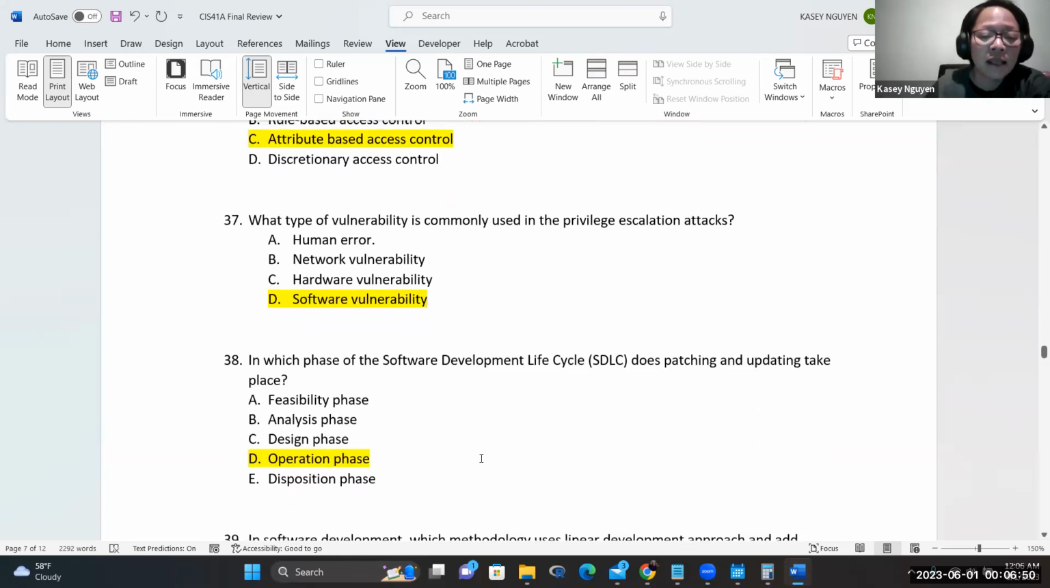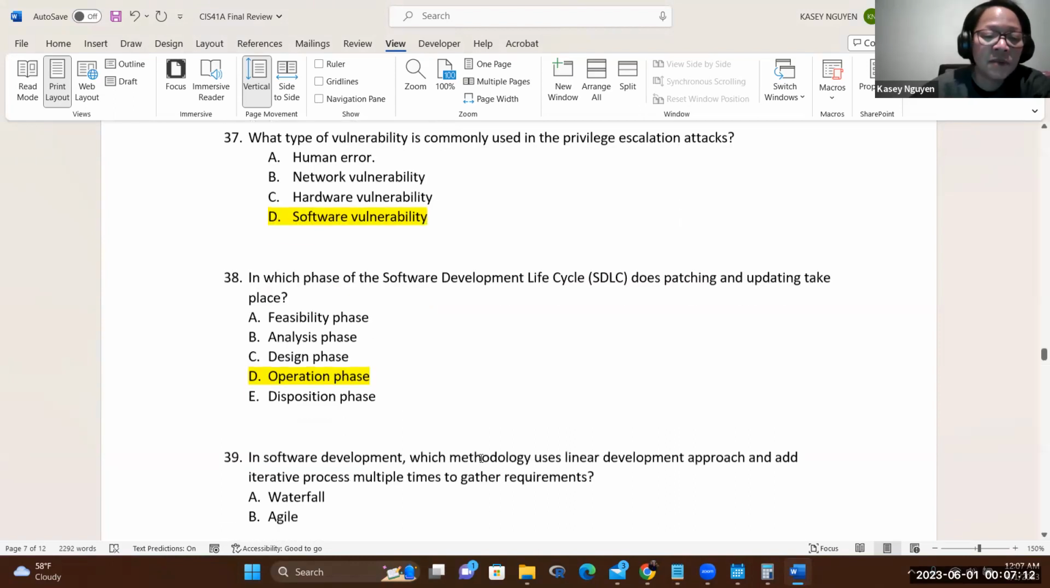Number 38. In which phase of the software development lifecycle, SDLC, does patching and updating take place? And that is your operation phase. In operation, we want to do maintenance, and maintenance requires patching and updating our system. So D, operation phase, for number 38.